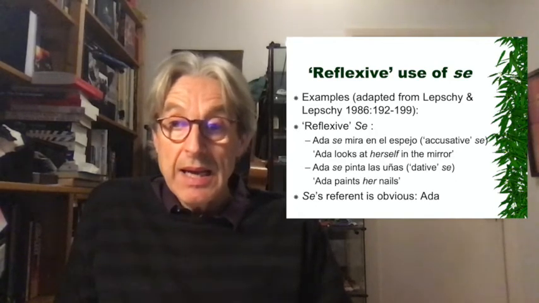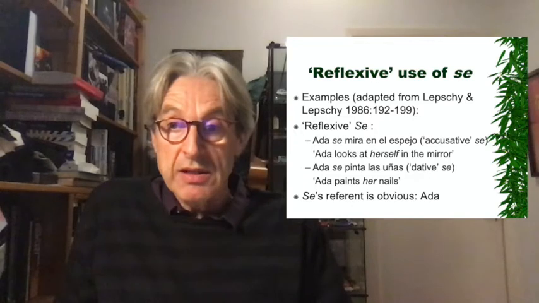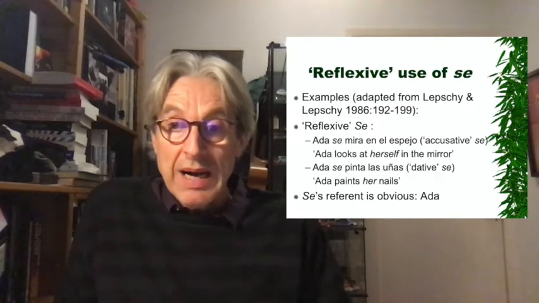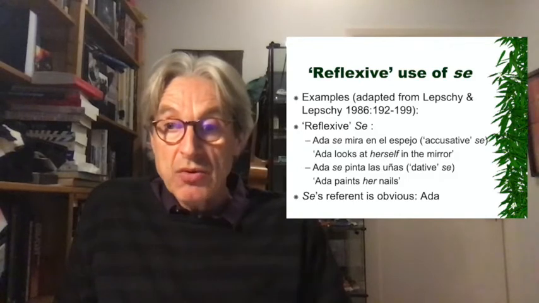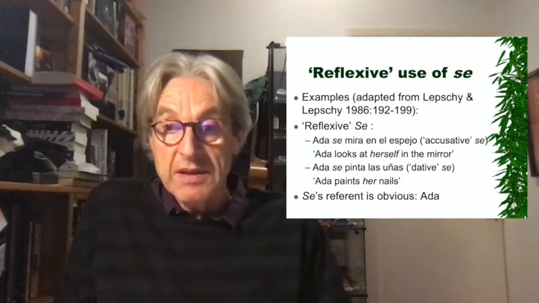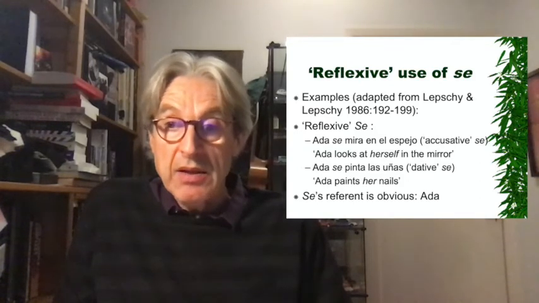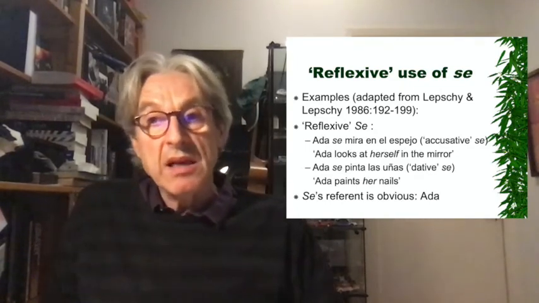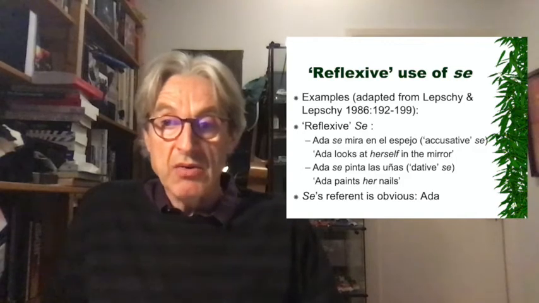Ada se mira en el espejo. Ada looks at herself in the mirror. This is a so-called accusative se. Or Ada se pinta las uñas. This is a so-called dative se. Ada paints her nails. And in fact, the pronoun se doesn't differentiate between accusative or dative.